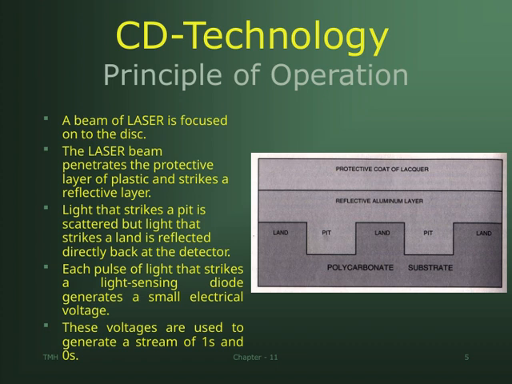Each time the laser hits a pit or land, the reflected light causes a small electrical voltage in a light-sensing diode. These tiny voltages are then converted into a stream of binary data, 1s and 0s, that the computer can interpret. So, in essence, the laser's interaction with the disk's surface, whether it hits a pit or a land, forms the foundation of how data is read from a CD. This process is what makes CD technology reliable and efficient for data storage and retrieval.